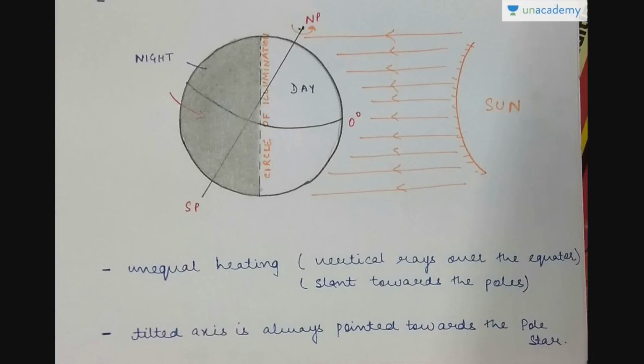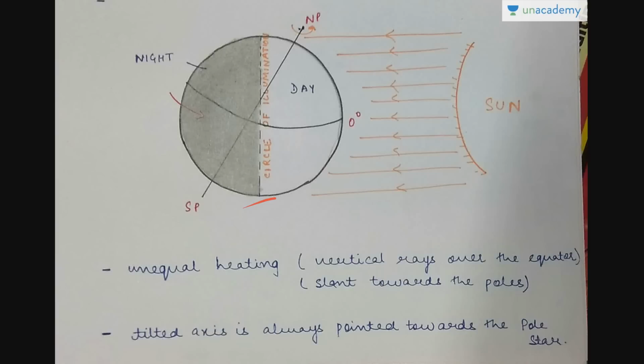This is the figure. The rays are coming from the sun. This is the equator at 0 degree. This is the tilted axis, North Pole and South Pole. The earth is moving from west to east. So this half part is receiving the sunlight. So this is day here, and then the other half is not receiving. So it is night here. So this line of division is the circle of illumination.